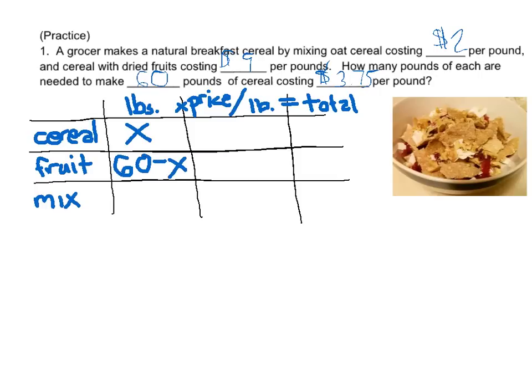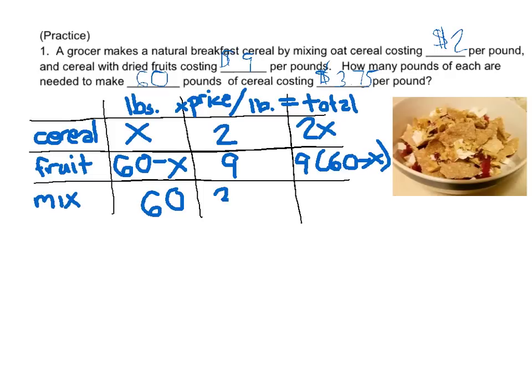For the price per pound of the oat cereal, that's $2 per pound. And the fruit cereal is $9 per pound. So the total cost of the oat cereal is 2x, and the total cost of the fruit cereal is 9 times 60 minus x. Then in my mix, I'm going to have 60 pounds of cereal total. The price per pound, my goal is to have it cost $3.75 per pound. And so the total cost for my mixed cereal will be 60 times $3.75, which is $225.